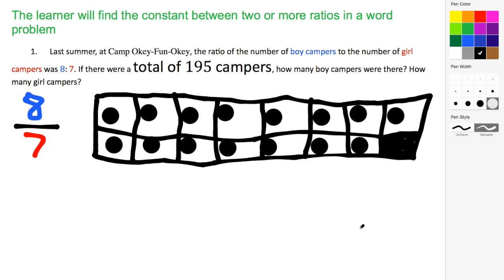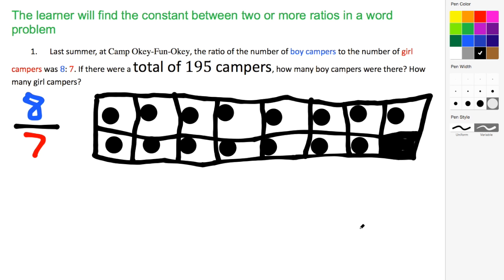Last time we just had one problem, one real thing to worry about. So we're going to do an example of that. Here's our problem. Last summer at Camp Okie Fun Okie, the ratio of the number of boy campers to the number of girl campers was 8 to 7. Notice that boy campers is blue, the 8 is blue, girl campers is red, the 7 is red. Since I read left to right, boys comes before girls, so the 8 goes with boys and the 7 goes with girls.